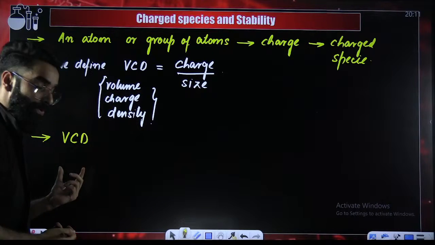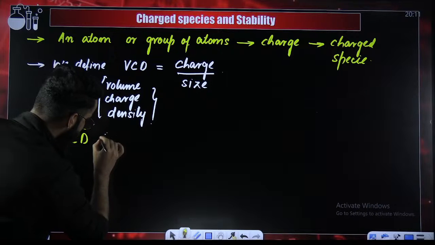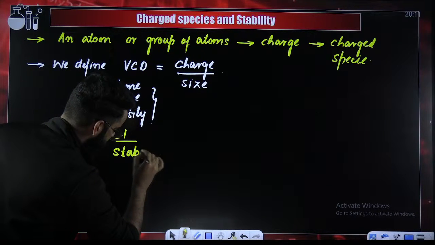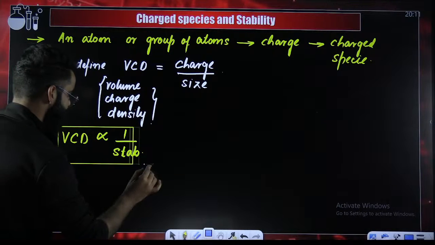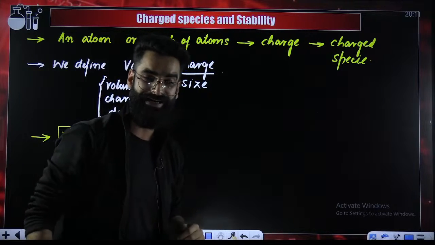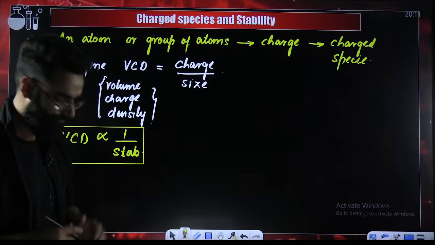And let me tell you something which you are going to remember from now onwards. Volume charge density is inversely proportional to stability. What exactly does it mean? Try to understand very carefully what exactly I'm going to talk about.